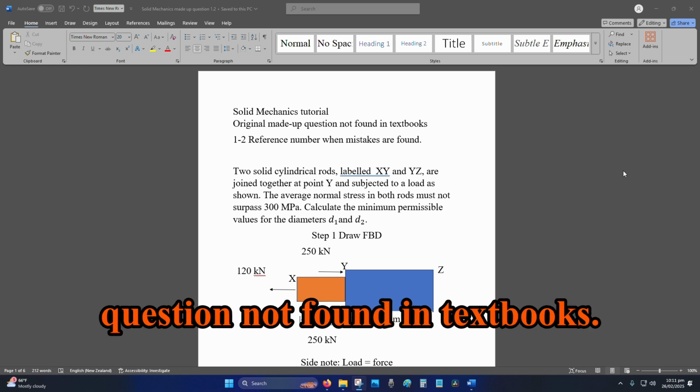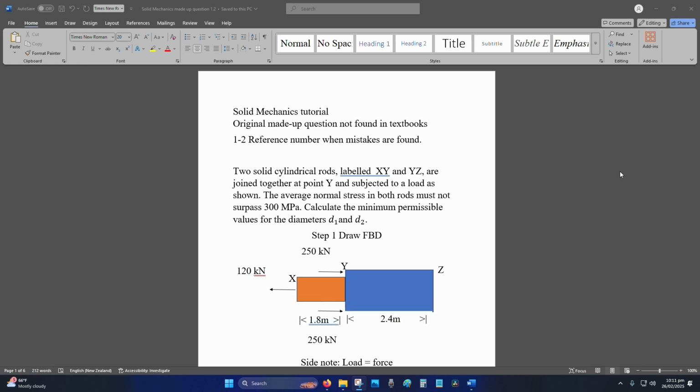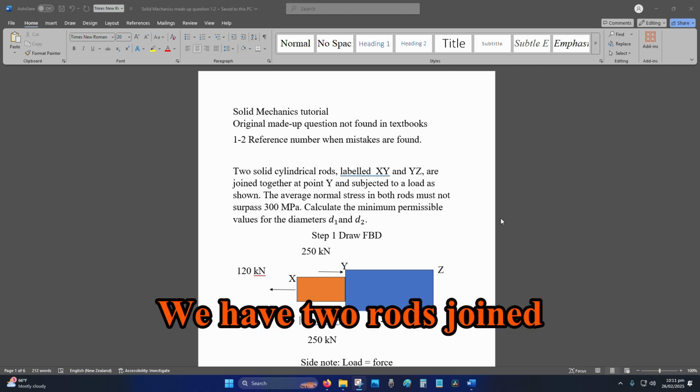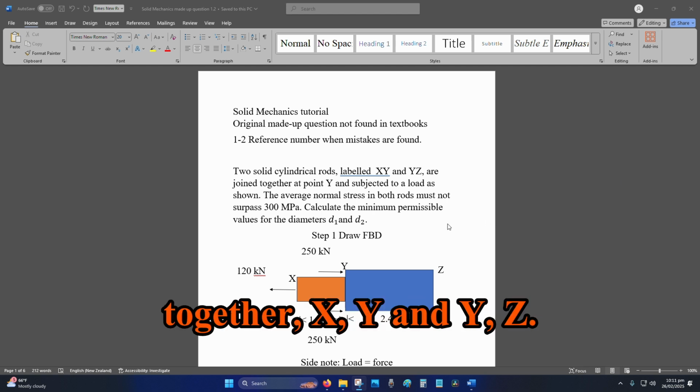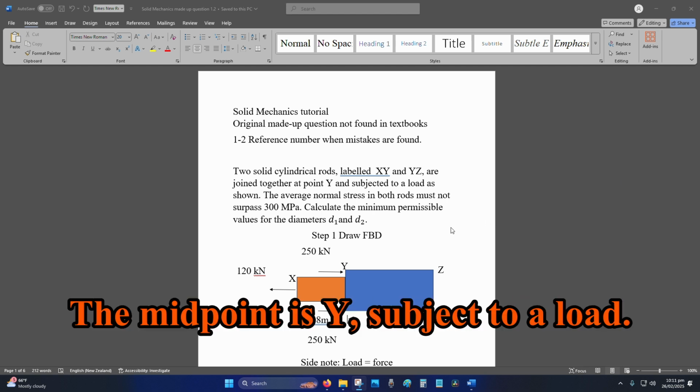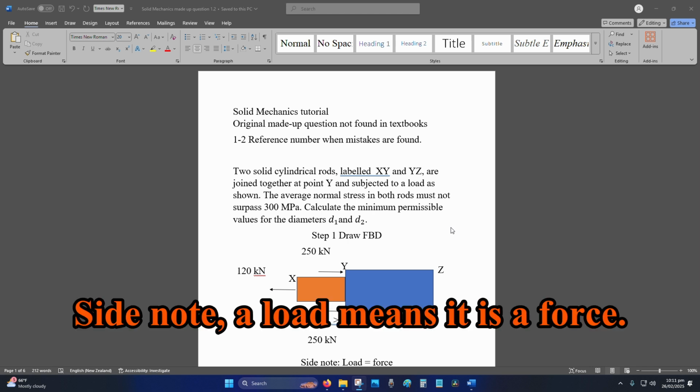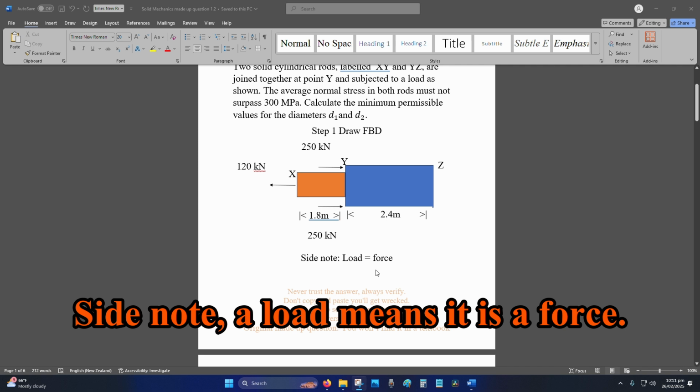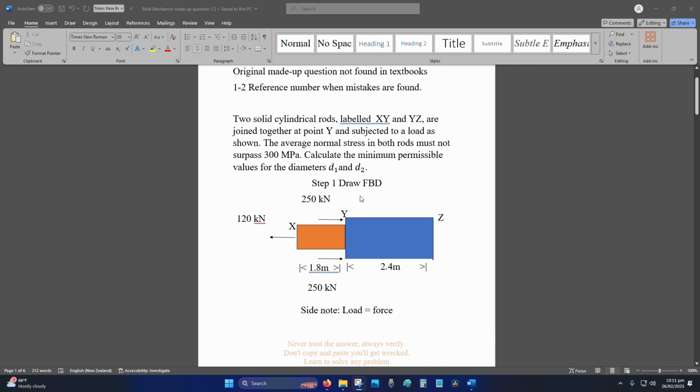This is a made-up question not found in textbooks. We have two rods joined together, XY and YZ. The midpoint is Y, subject to a load. Side note, a load means it is a force.